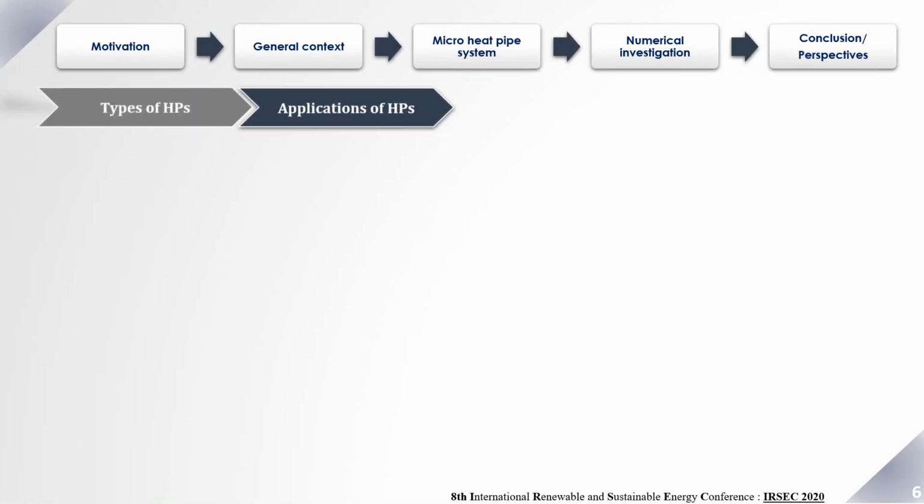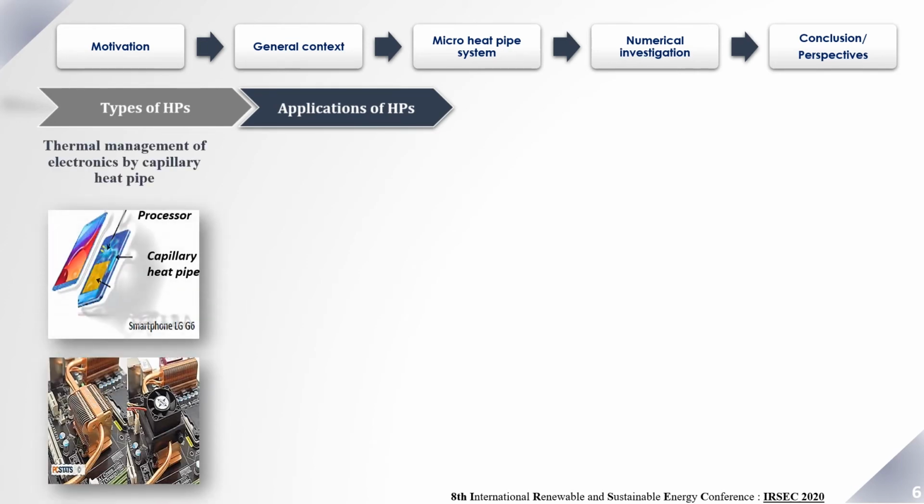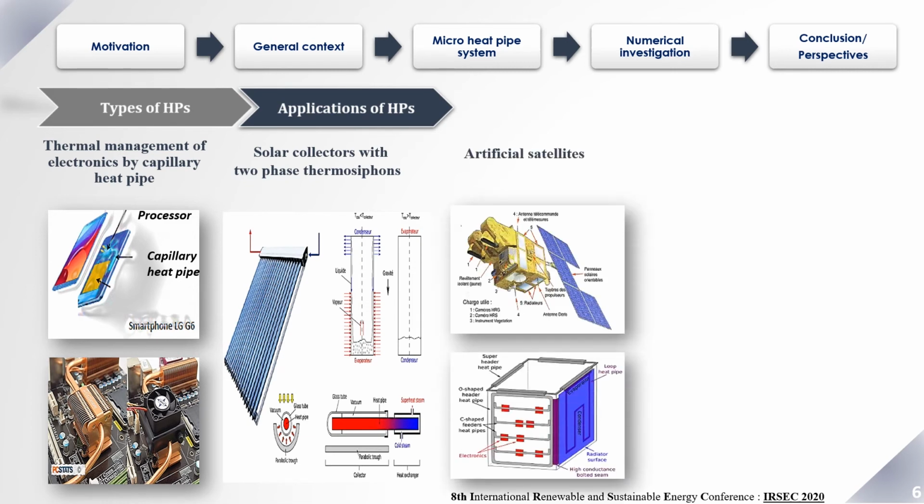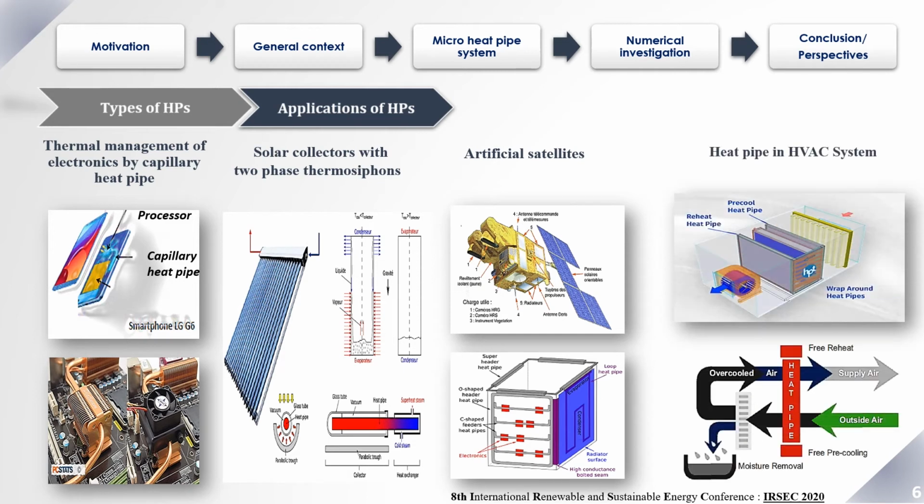Here we have some applications of the heat pipes family. Thermal management of electronics. We can use heat pipes to cool processors in phones or laptops. Thermosiphons are used in solar collectors. Loop heat pipes are used to cool satellites, and finally heat pipes are also used in heating, ventilation and air conditioning systems.